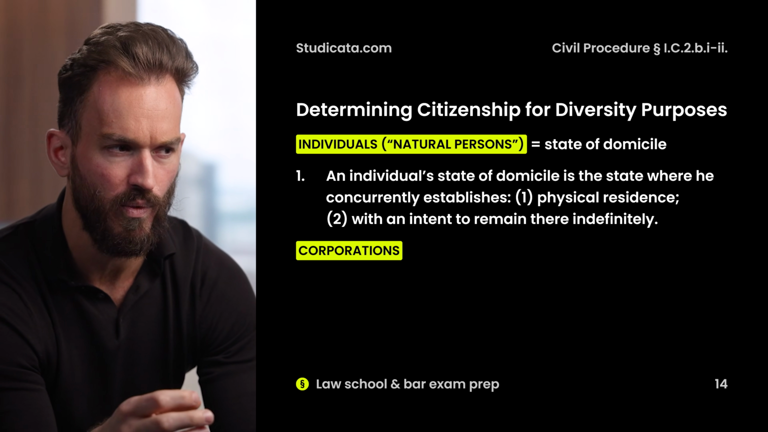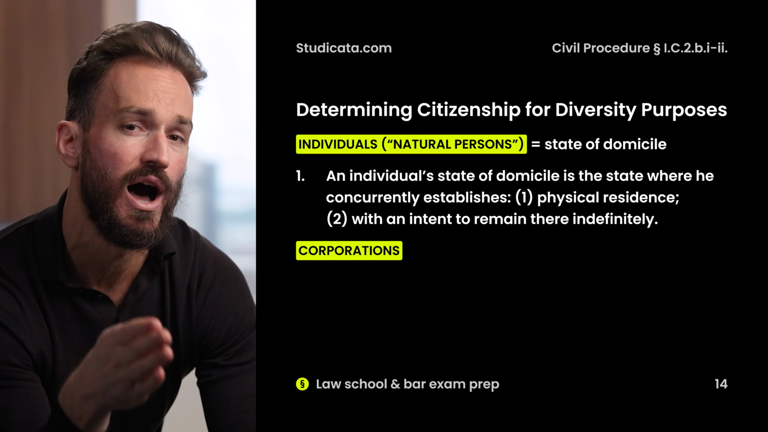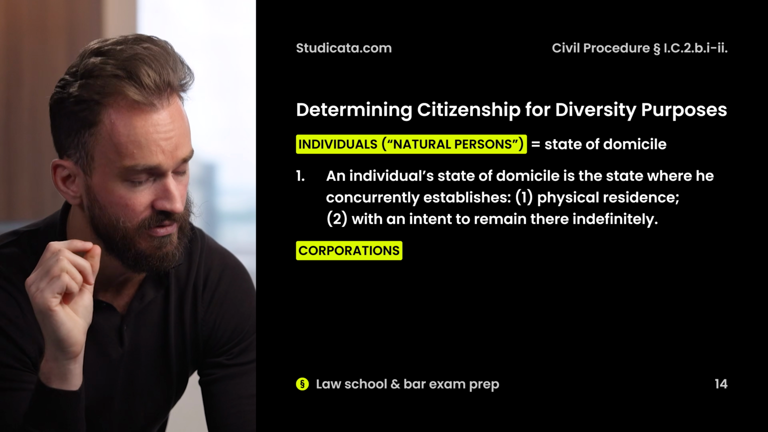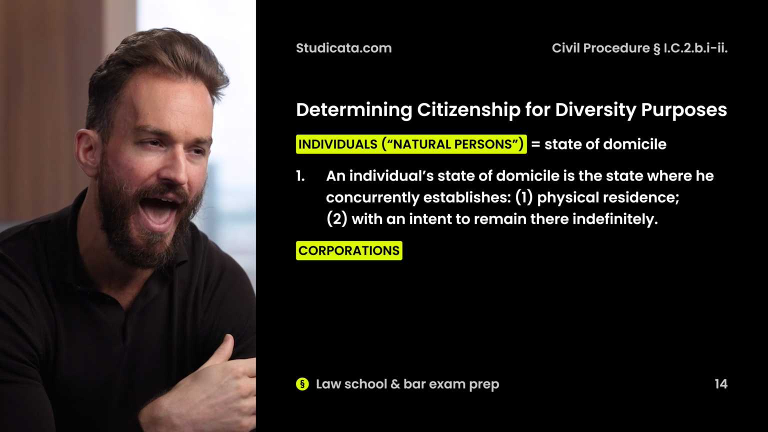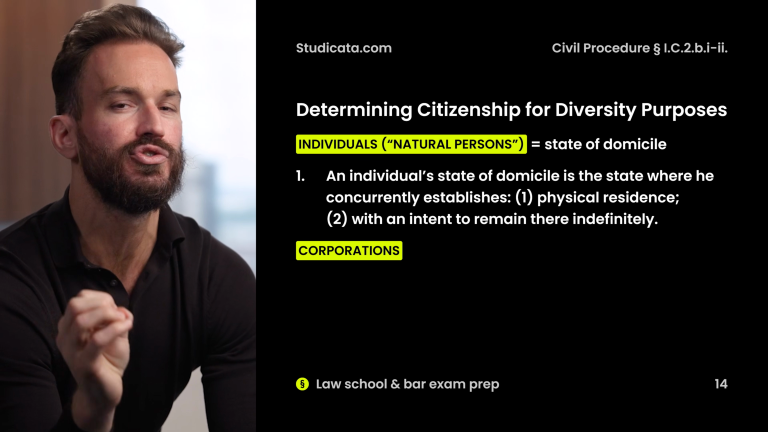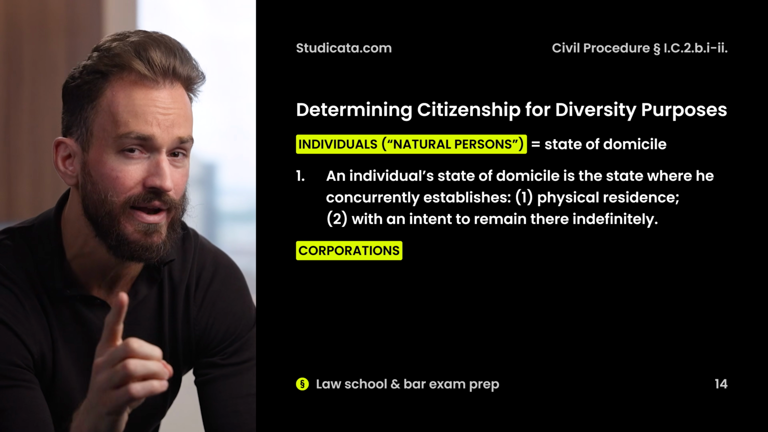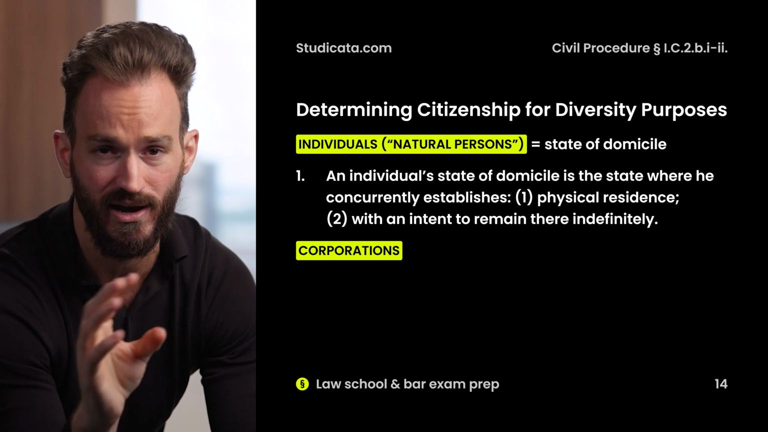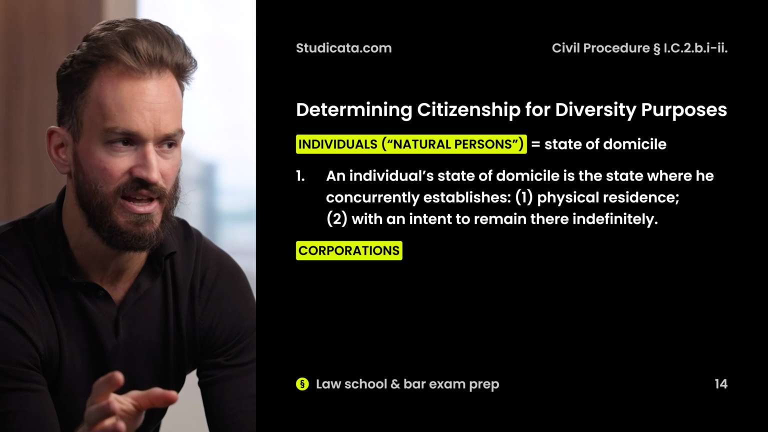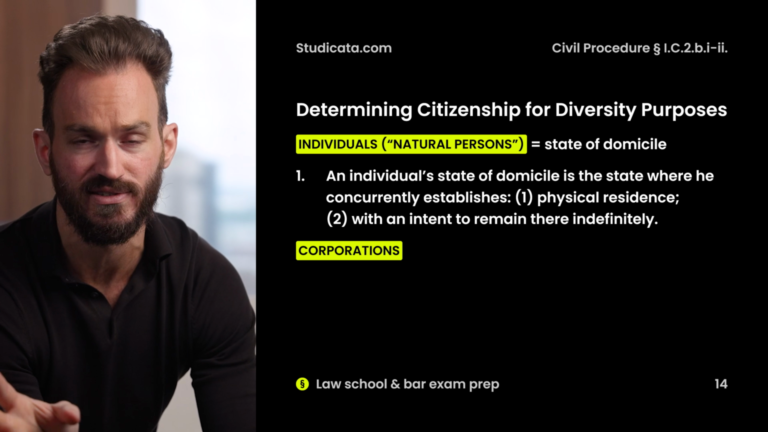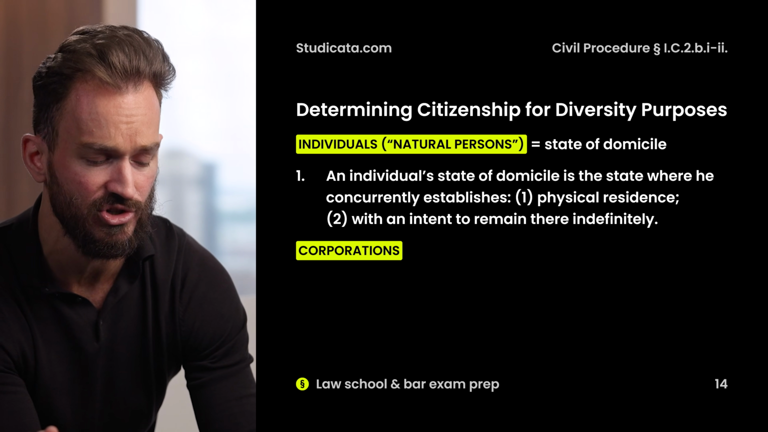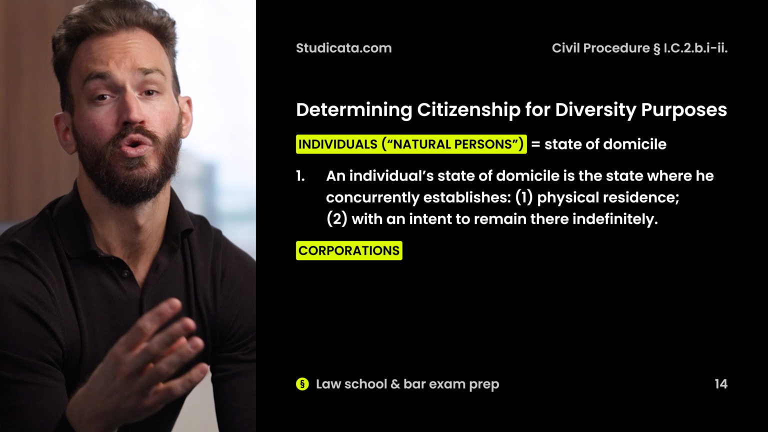That's how you determine where a person's state of domicile is. Remember, you can only have one domicile at a time. Very important, right? You can't have 10, you get one domicile. So individuals, natural persons, can only have one state citizenship at a time. You cannot, for diversity purposes, be a citizen of Texas and Florida at the same time. An individual cannot have dual citizenship for diversity purposes.